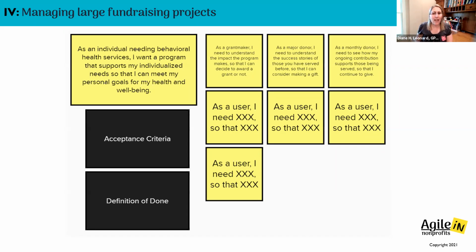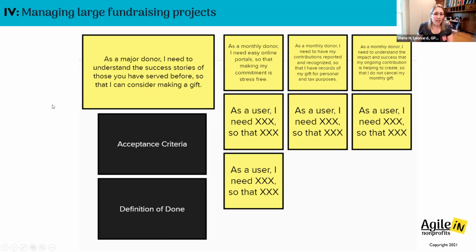Maybe, actually, we're not worried about all those different donor audiences. Maybe we want to just drill down one level deeper. Maybe we want to talk about monthly donors. And so therefore we want to think about online portals. We want to think about how we get receipted for our ongoing gift. How is it that we are updated on the impact? We could drill down deeper into one of those audiences.